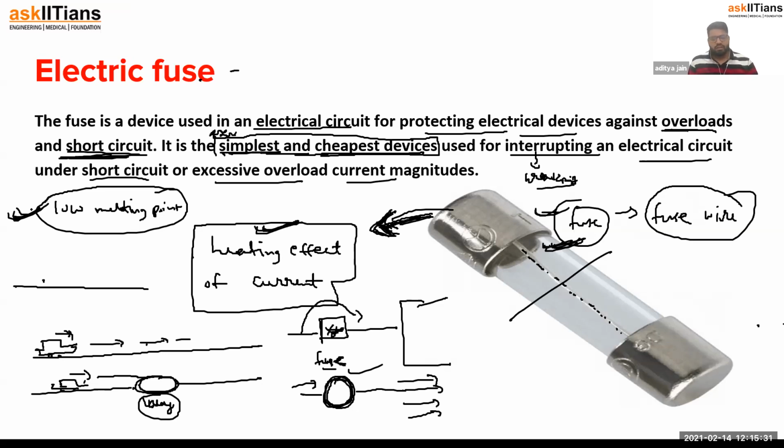This is the case of electric fuse. That's what an electric fuse does. Clear? It is an electrical component used in an electrical circuit for protecting electrical devices. It is the simplest and cheapest device, and works as an interruption in electric circuits by breaking itself. So it should have a low melting point, and it is based on the heating effect of current. I think this much is clear.